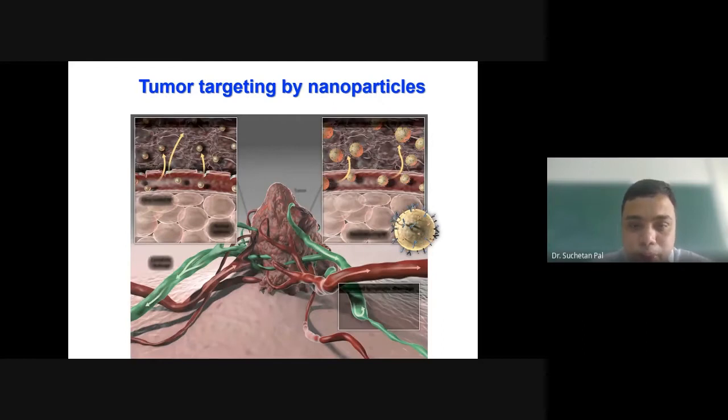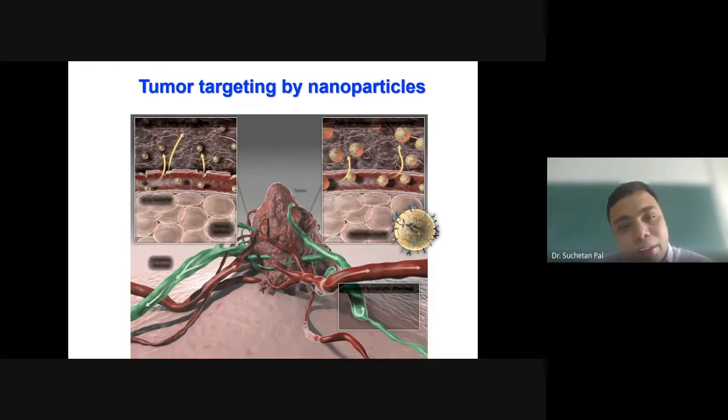So when you have a tumor in your body, the blood vessels in the tumor are not well developed, right? You have a lot of pores inside the blood vessel. In a normal blood vessel, your nanoparticles cannot go through to the tissue, and this nanoparticle size is more than 100 nanometers, so it cannot penetrate the blood vessel to the tissue.